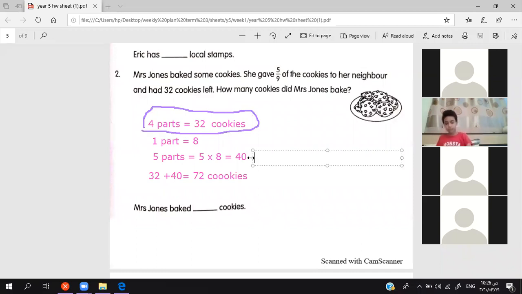Okay. He wants to know how many cookies there are in total. She gave her neighbor 40 cookies and she was left with 32 cookies. So 40 and 32 is 72 cookies.